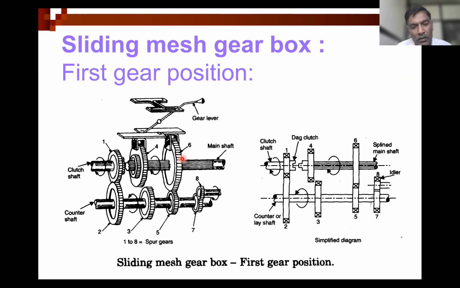Now, this is the first gear wherein we need to have the larger torque. हा first gear कसा मिळवला जातोय? How are gears shifted in this case? Just by sliding. This one is the gear lever. हा slide केला जातो ह्या splined shaft वर. That's why it is called a sliding mesh gearbox. Right? So sliding mesh gearbox, first gear position.